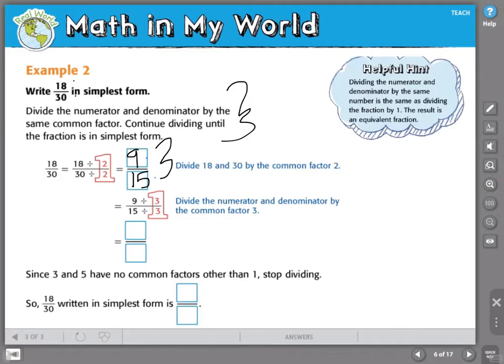9 divided by 3 is 3. 15 divided by 3 is 5. And since 3 and 5 have no common factors other than 1, we're going to stop dividing. So 18/30, written in its simplest form, is 3/5.